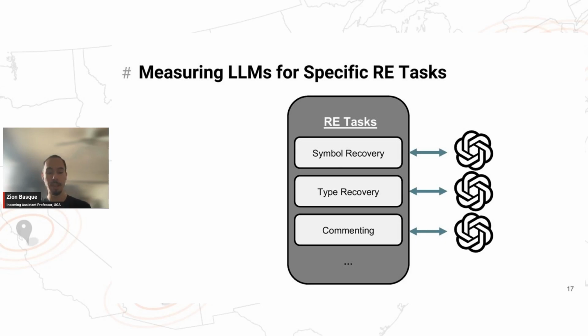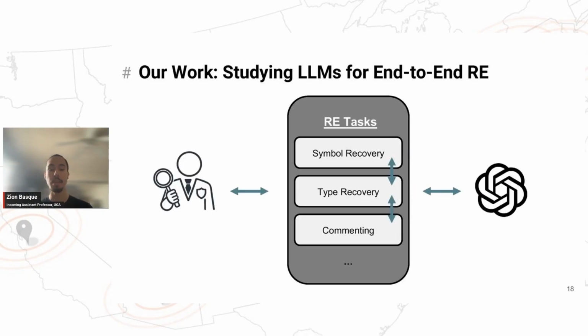And so a lot of previous research had investigated how we can use large language models to improve these individual tasks, like symbol recovery. So using a large language model to recover variable names, including some of our own previous work, or using it for type recovery, or using it for comment recovery. These are all different individual tasks people had used large language models for. But no one had quite investigated how all of these tasks are related and how the whole process changes when an LLM is involved as a teammate.